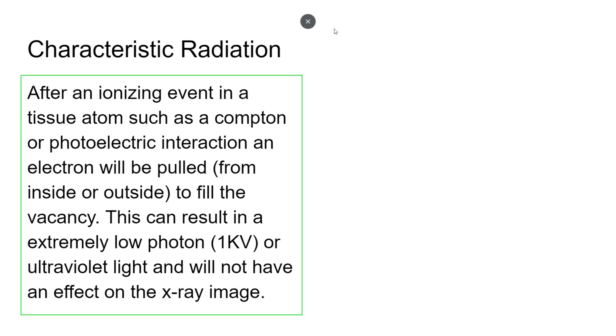So we're on the same page, right? Characteristic radiation is a byproduct from that cascading effect of electrons filling in the shells that were vacated by either recoil or photoelectrons, in the case of photoelectric or Compton interactions, respectively.